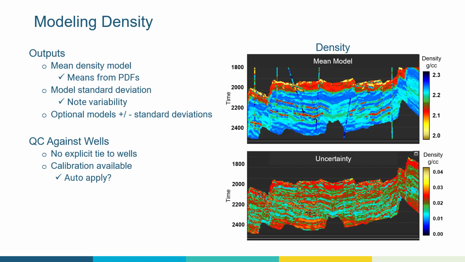And now let's look at density, since we also modeled that. In the upper panel, you see the mean model with the wells overlain. In the bottom, the dynamic uncertainties. And again, not a bad match to the wells, perhaps an alternative to the inversion density when one doesn't quite have the angles to get a reliable estimate.